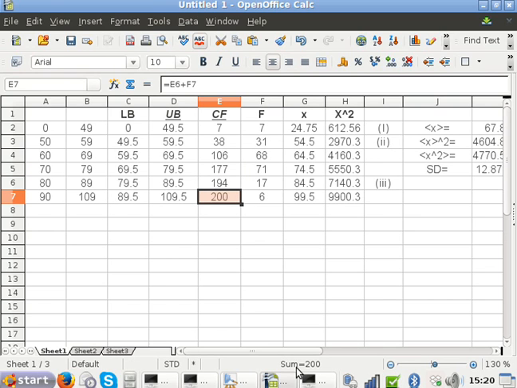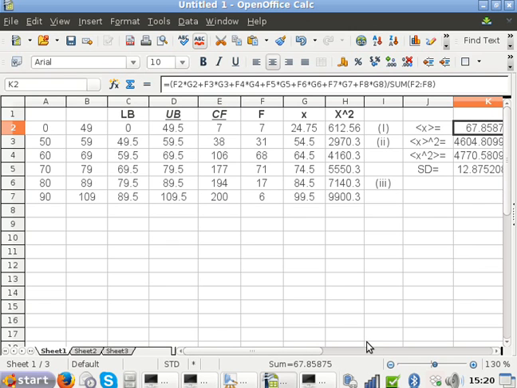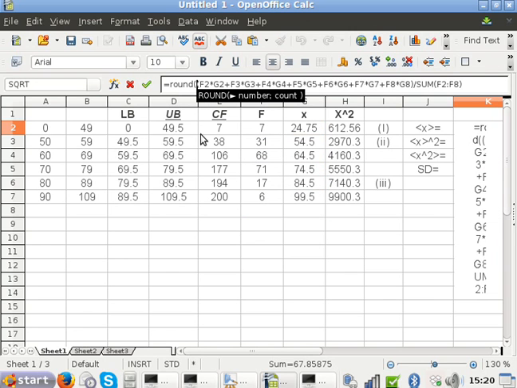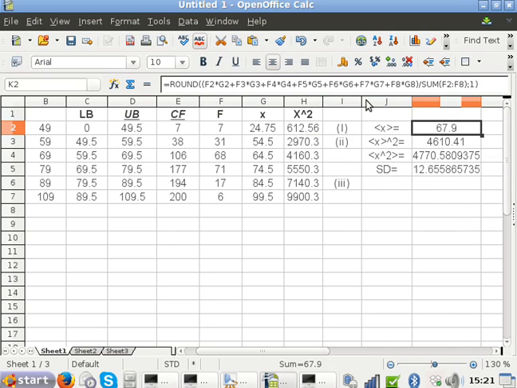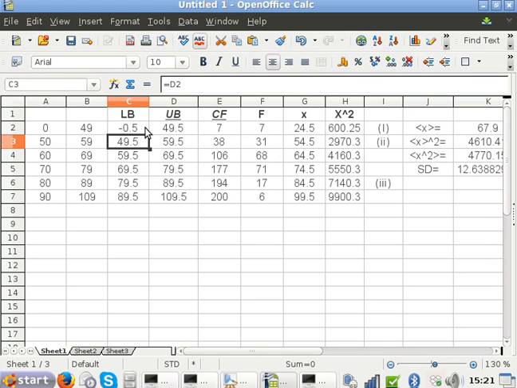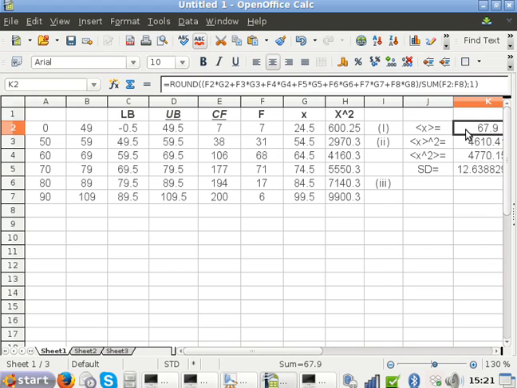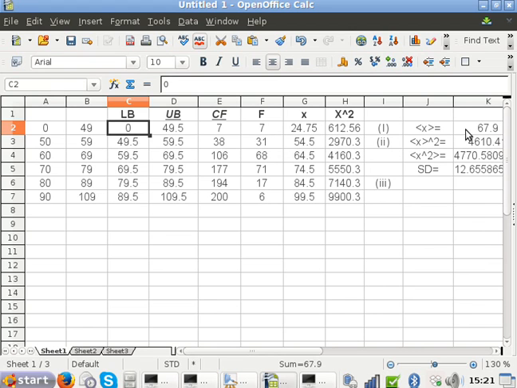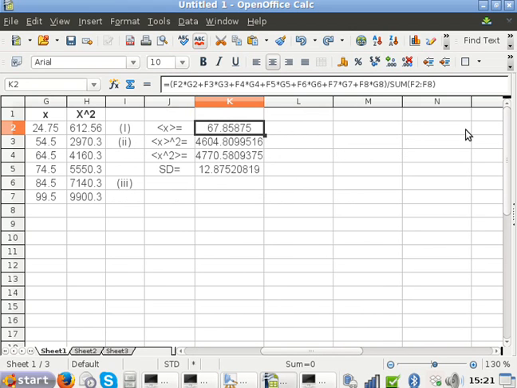So the first thing is the average. We've seen how to do that a few times already, so might as well go straight to the answer. And here it is. It worked out to be 67.85. If you round this to 3 significant figures, you would get 67.9. Now, watch what happens if I make the change here to minus 0.5. Did this answer change? No, it's still 67.9. So all I'm saying is, to 3 significant figures, it didn't matter which I picked. So don't worry about that.